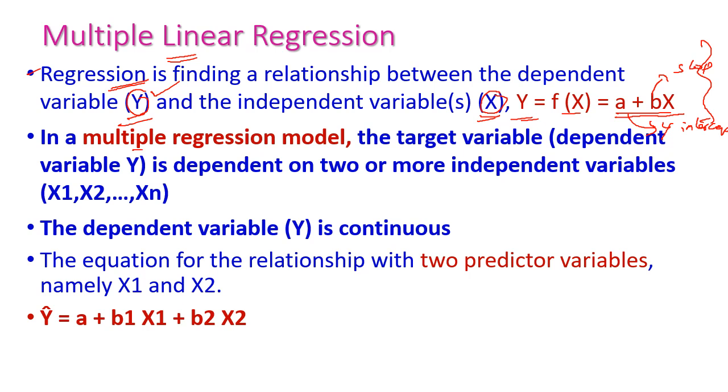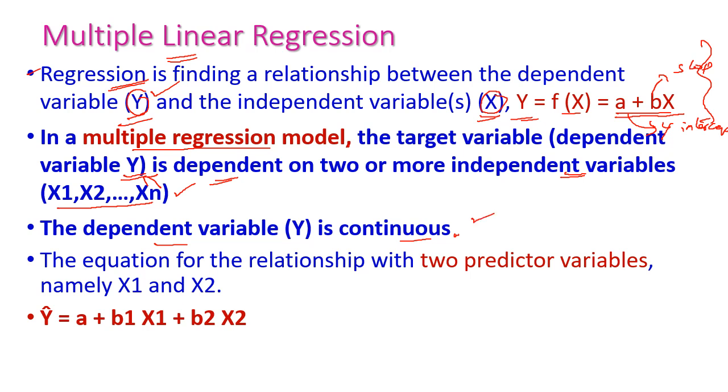Now let us come to the multiple regression model. Here the target variable y is the dependent variable and it is dependent on two or more independent variables. That is, the x values are more here. Based on all these x values, we need to predict the y value. Now the y value, that is the dependent variable, is a continuous value, normally a numerical continuous value.